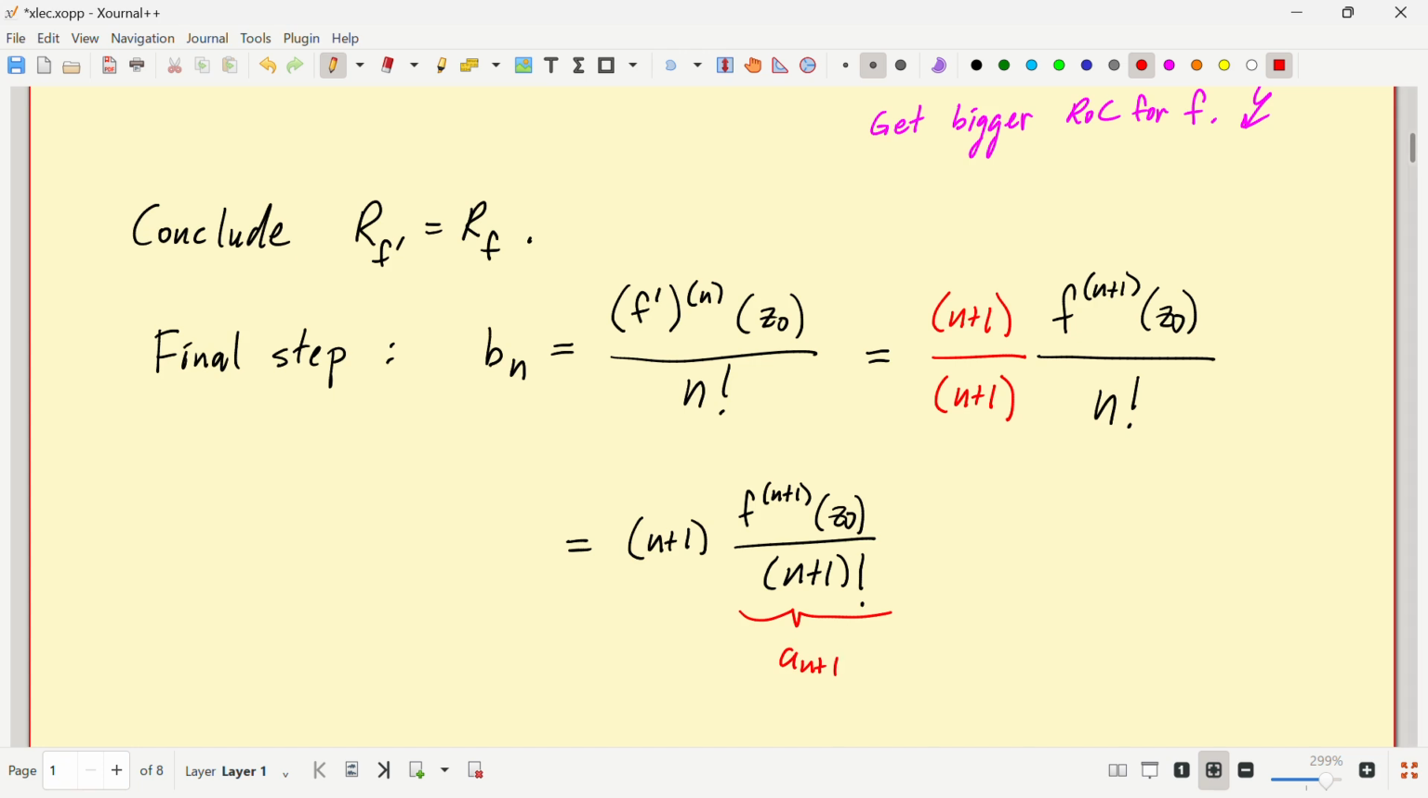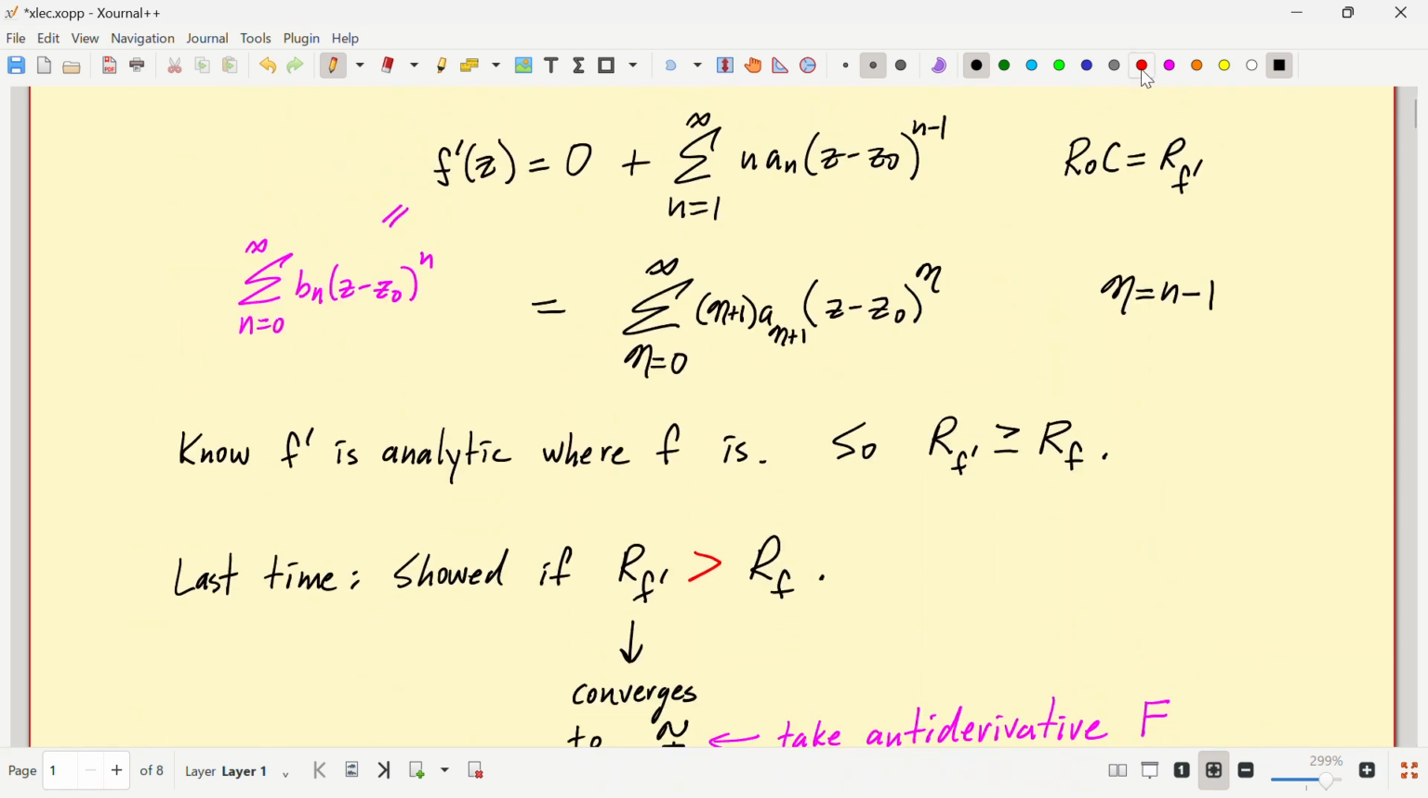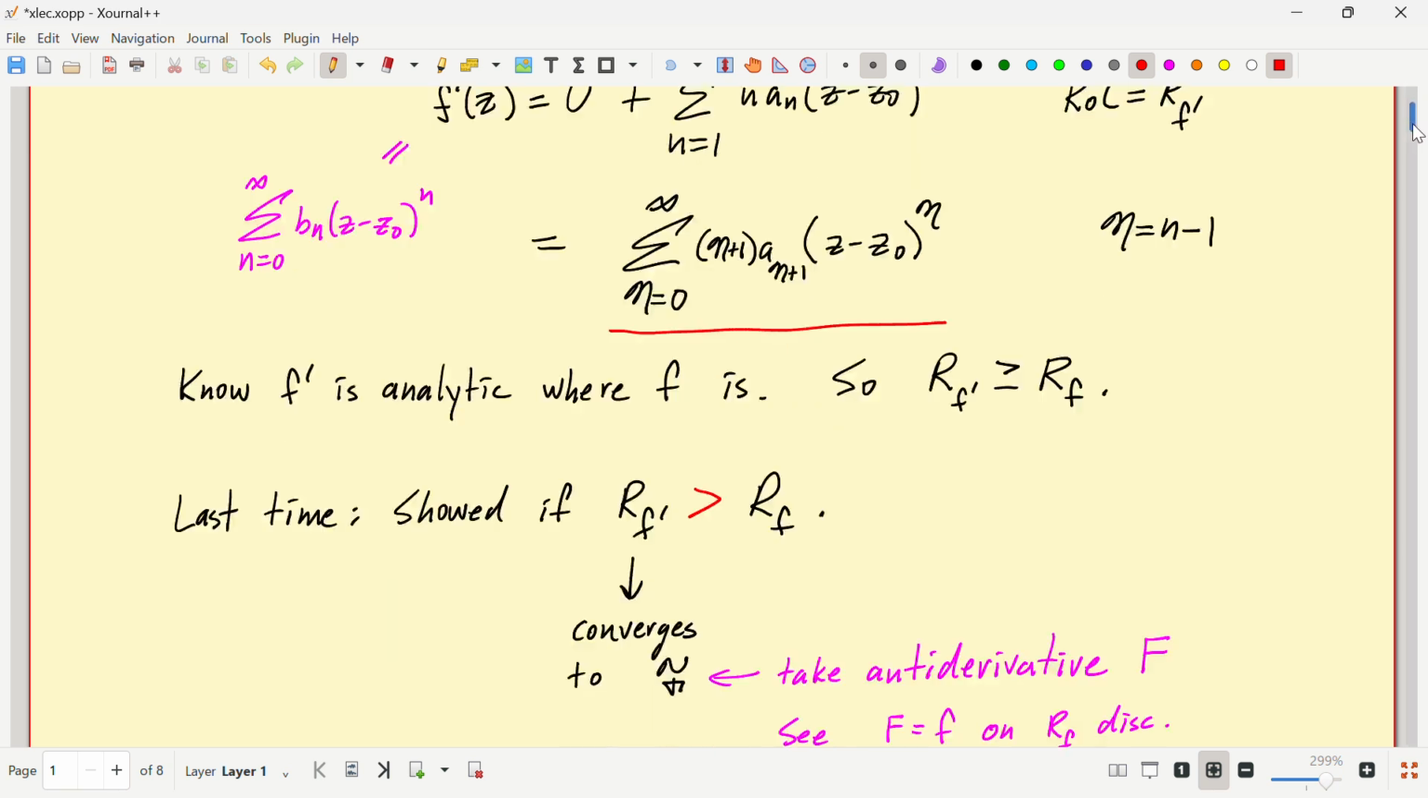And that's exactly what this is, my curly n formula. This is what I expected them to be in the curly n formula. So n plus 1 times a_{n+1}. And if you go back and look at my curly n formula, that's what you get. There it is. That's what you get for those Taylor coefficients if you differentiate term by term. So that completes the argument.